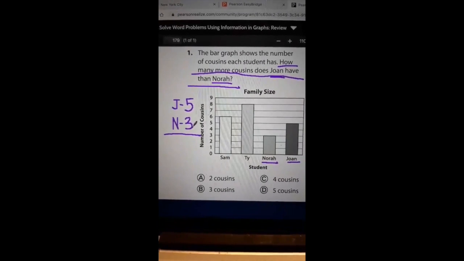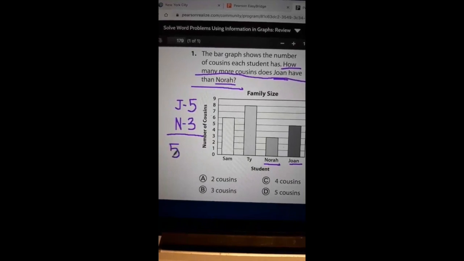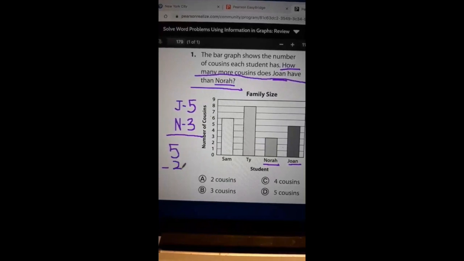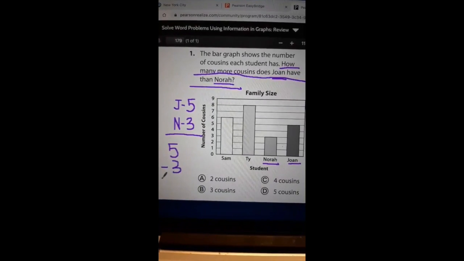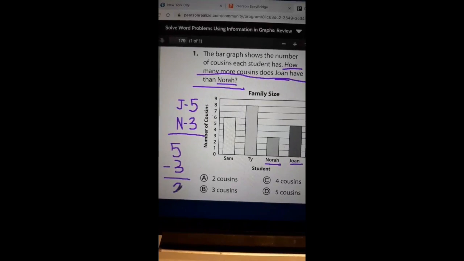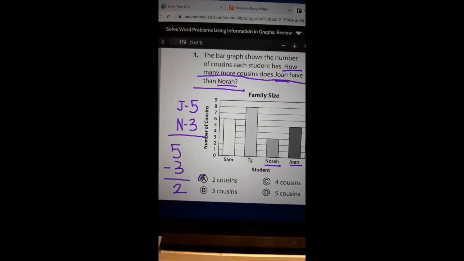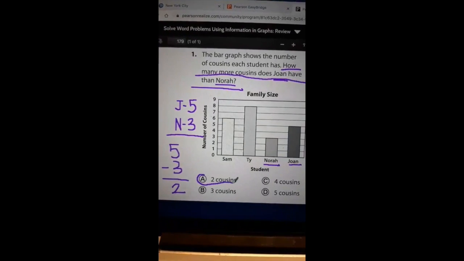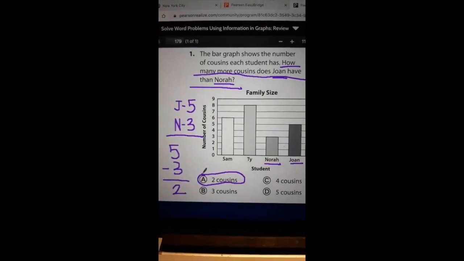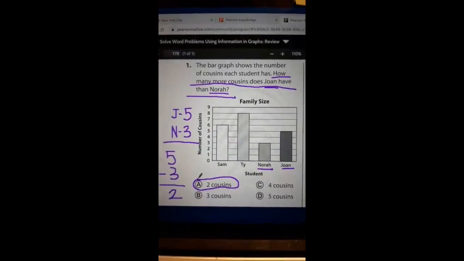If we subtract 3 from 5, so we'll do 5 subtracted by 3. That's going to give us 2. So that means that Joanne has 2 more cousins than Nora.